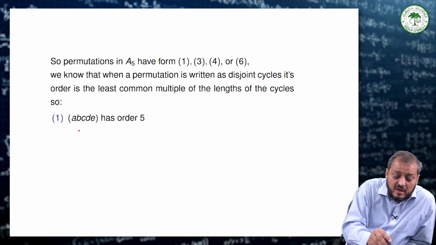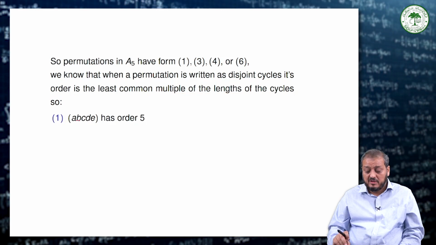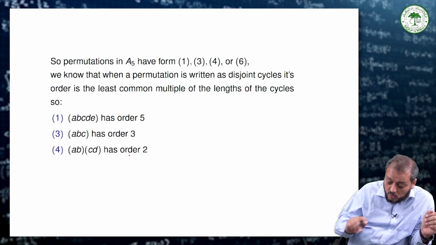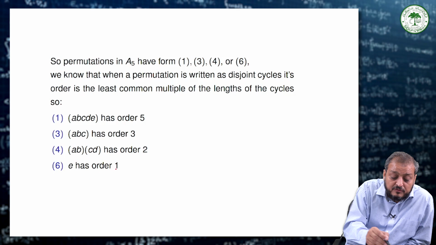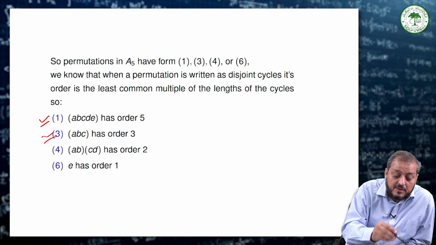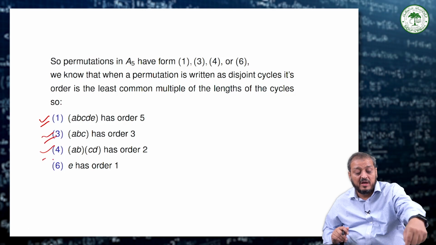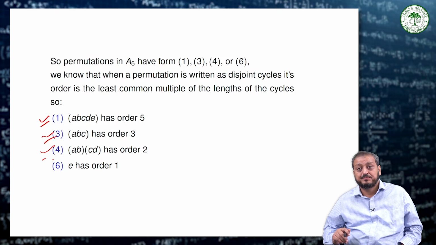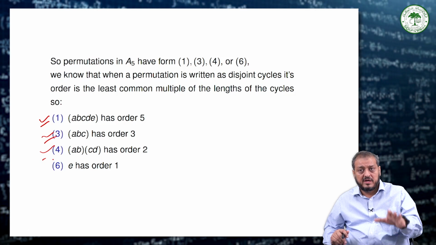So A, B, C, D, E has order 5, and A, B, C, D has order 4 clearly, then A, B, C has order 3, then the product of two transpositions has order 2, and then the identity has order 1. We have to show that the type of order 5 has 24 elements, order 3 has 20 elements, and order 2 has 15 elements, and the total number of elements in the alternating group A5 is 60.